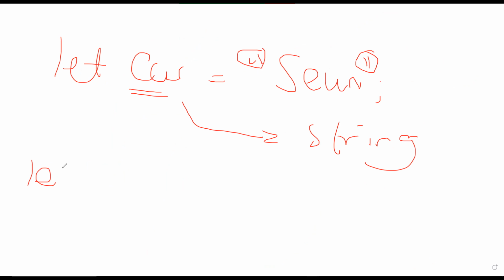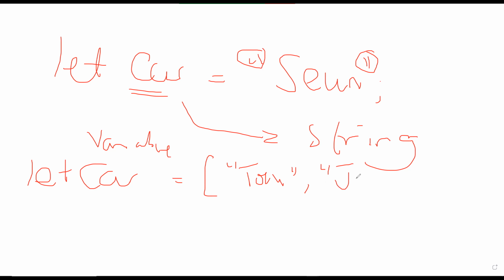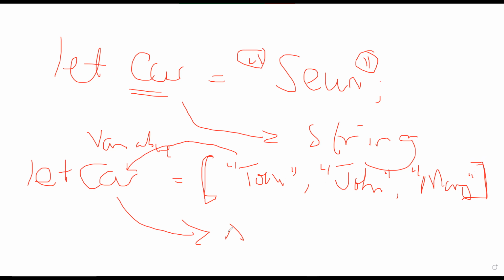If I say let car, it's still a variable. If I'm assigning a collection of names, because this is an array structure and I am assigning into this variable, this car is now an array because of these square brackets. Array of what? Array of strings, because I have strings stored inside it.